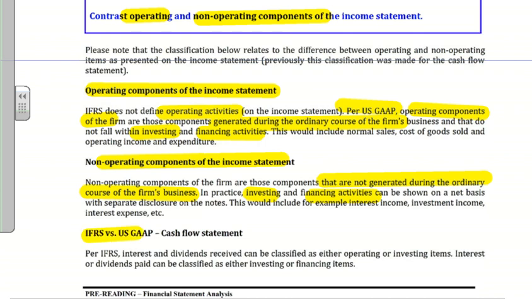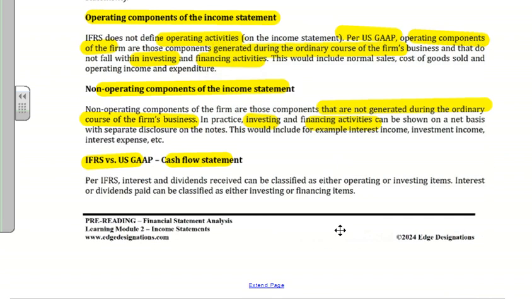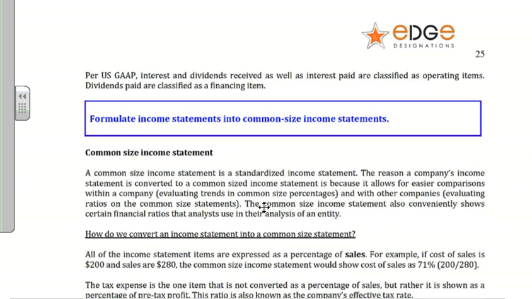Okay, IFRS versus US GAAP on the cash flow statement. Again, we've got a whole new reading coming up on cash flows, but per IFRS, interest and dividends received, you can put them where you like. Not where you like, but you can either put them as operating or investing. Interest or dividends paid can also go to investing or financing. There's a lot more room to move within IFRS. US GAAP, not so much. Interest and dividends received go to operating, and dividends paid go to financing. So US GAAP is a lot more instructive as to where things need to go.